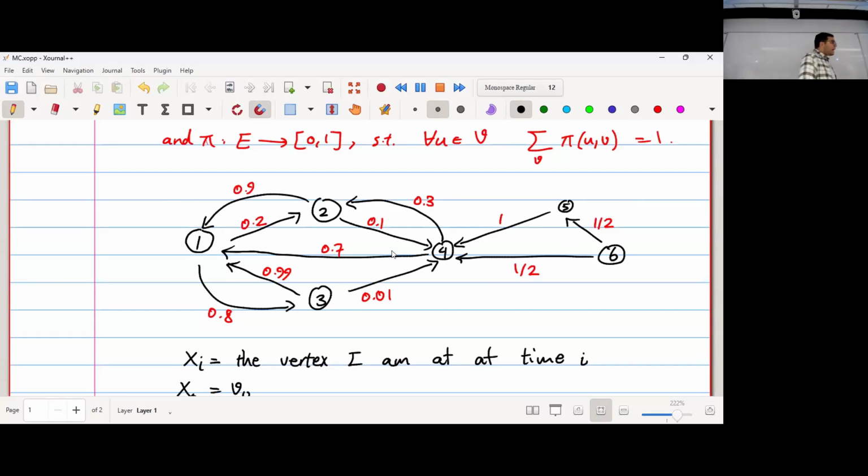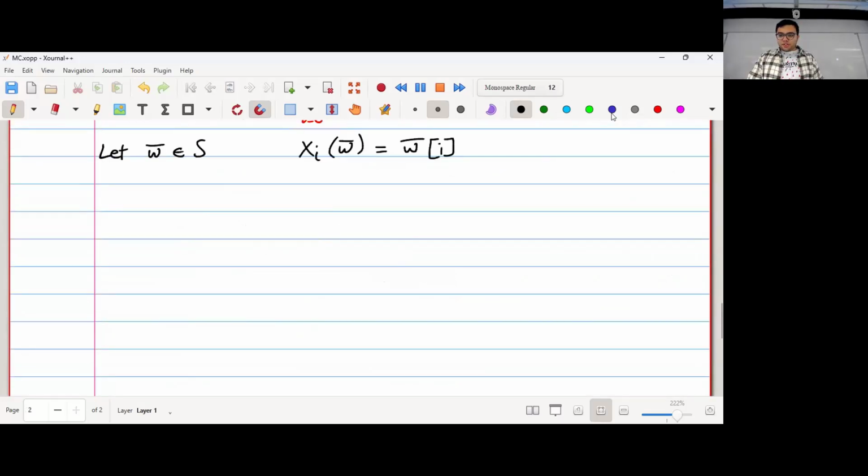Now, the first thing is I have to make this well defined. So when I'm saying if I start at 1, what is the probability that I reach 4? Again, remember that we assign probabilities to events. So I have to define what exactly this event is. Okay. So I'm going to define the reachability event.